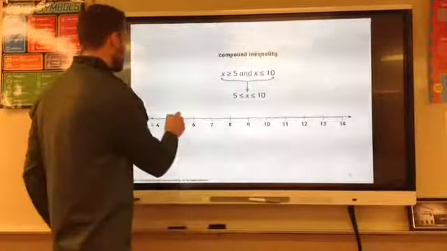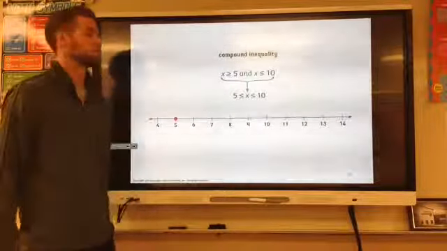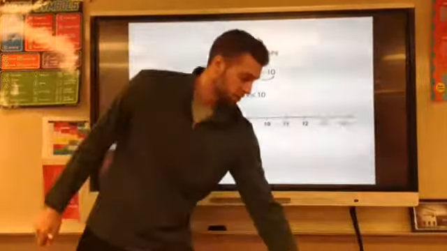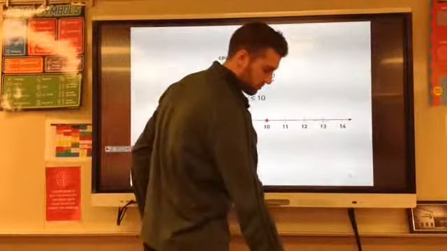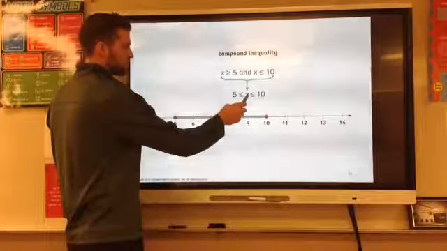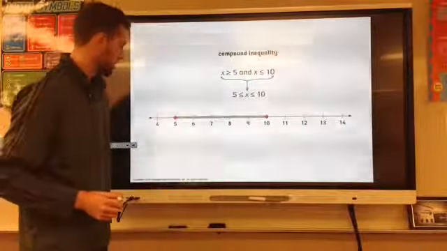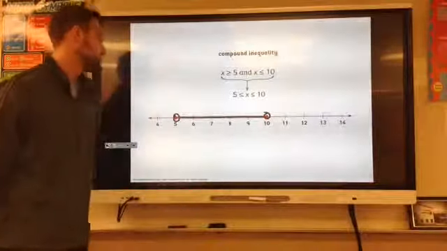Here we have a closed circle because it is greater than or equal to at 5. Okay? And at 10, we're going to have a closed circle because it's less than or equal to 10. And again, we're going to connect those two dots because it has to be greater than or equal to 5, but less than or equal to 10. Okay? So we do have our number line right there, and we are done.